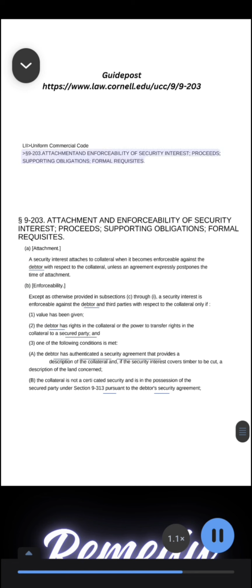A. Attachment. B. Enforceability. Section 9-203. Attachment and enforceability of security interest, proceeds, supporting obligations, formal requisites. Guidepost.